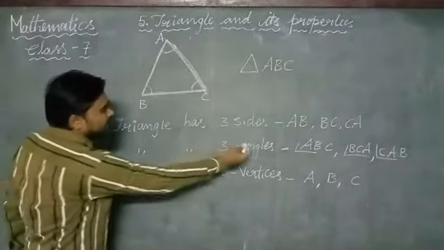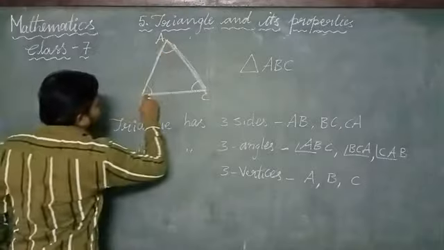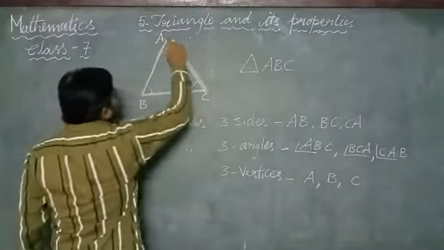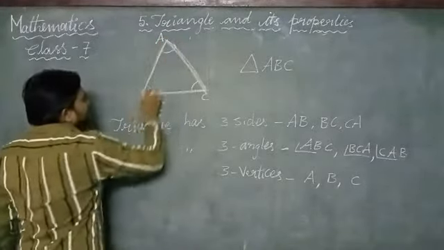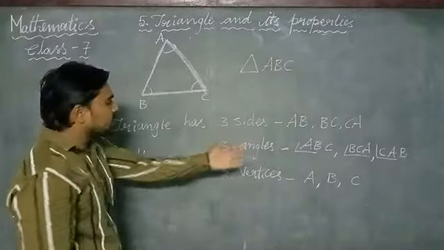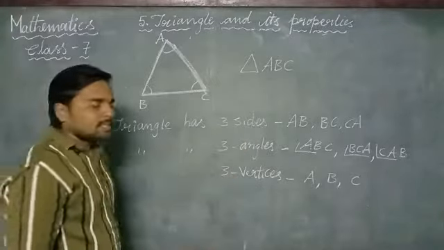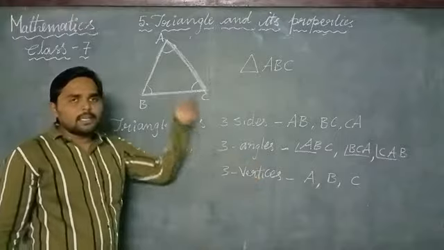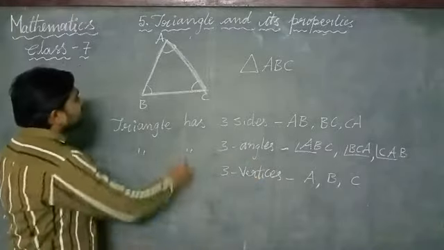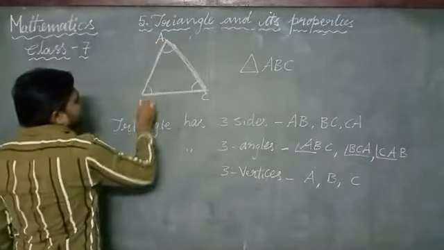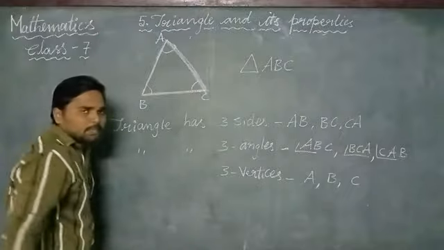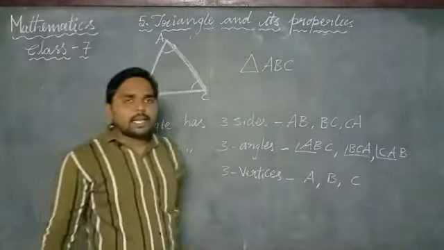Okay, a triangle has 3 angles, that are angle ABC, angle BCA, and angle CAB. These are the 3 angles. Now let us see the vertices. There are 3 vertices in the triangle: vertex A, vertex B, and vertex C. These are the vertices of the triangle.